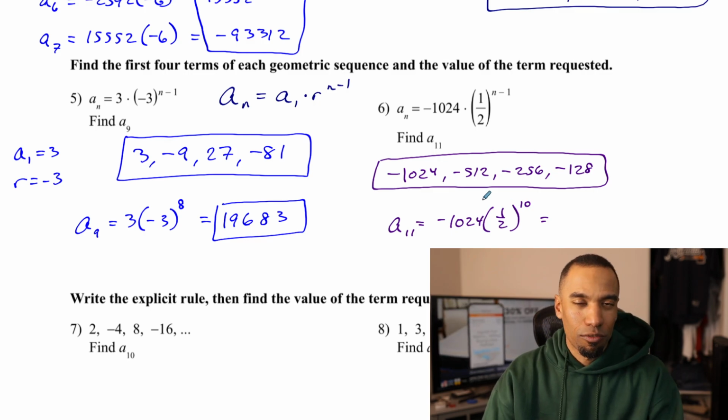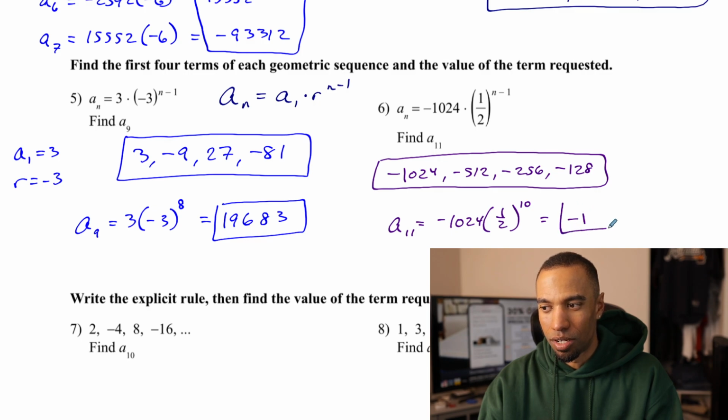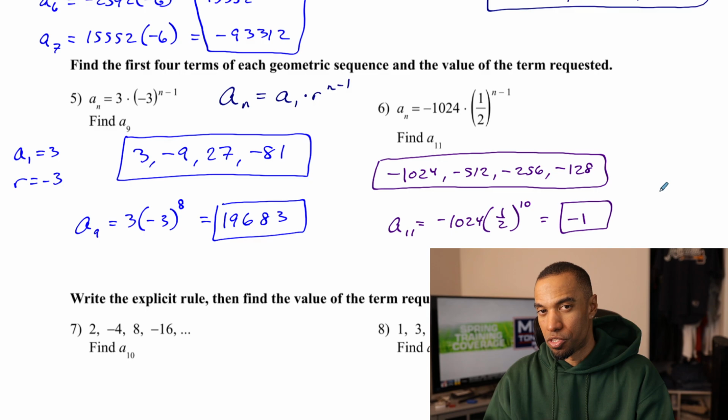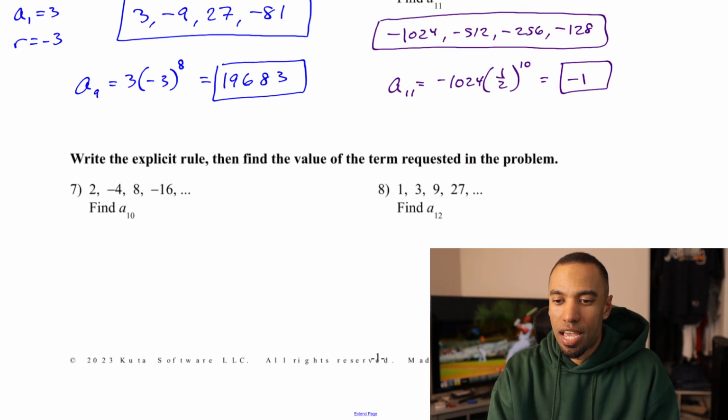So it'll be negative 1,024 times 1 over 1,024, which is negative 1. I should just know that one there. You can use the calculator, give it a shot. Make sure you put parentheses around the 1/2. All right. First 6 down. Let's go to number 7.